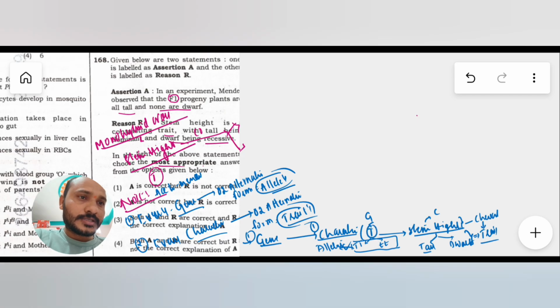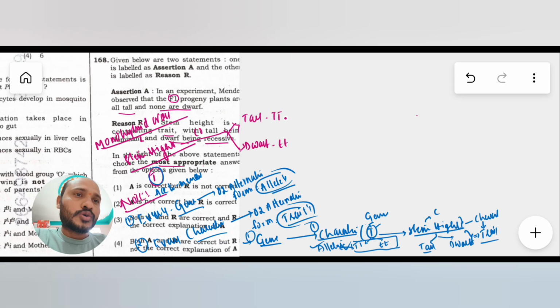Here T is the gene, and capital T, small t are alleles. So every gene has two alternative forms. Likewise, remember, stem height is a character, regulated by the T gene. Here stem height has two traits, tall and dwarf. Tall is expressed by the capital T allele and dwarf is expressed by the small t allele.